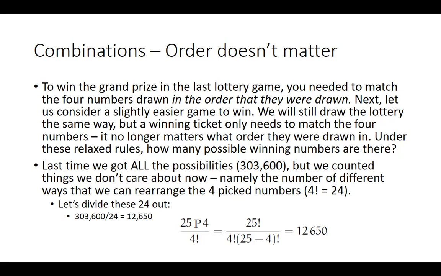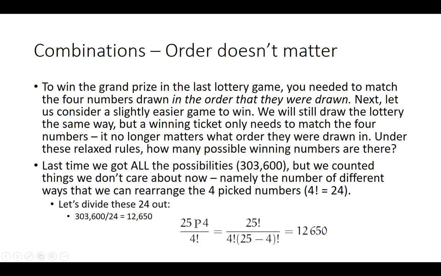Last time we got all the possibilities, which was 303,600 with the permutation function, but we counted things that we don't care about now, namely the number of different ways that we could rearrange the 4 picked numbers. These would be repeats. Since the order doesn't matter anymore, we can divide out 4 factorial, or 24, and get a smaller number.